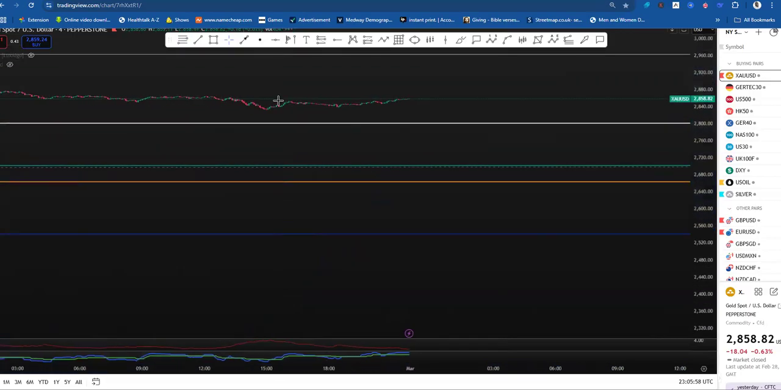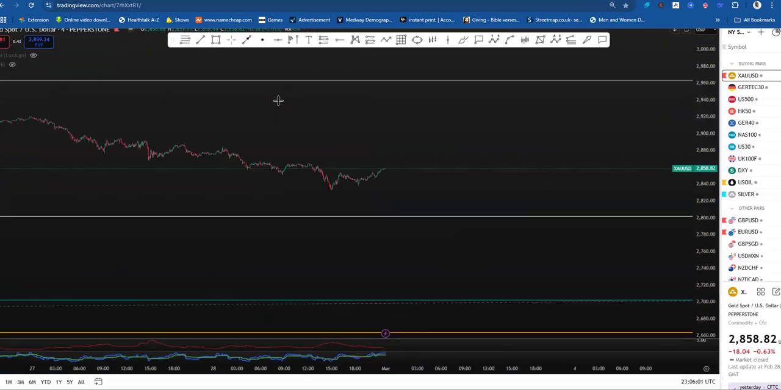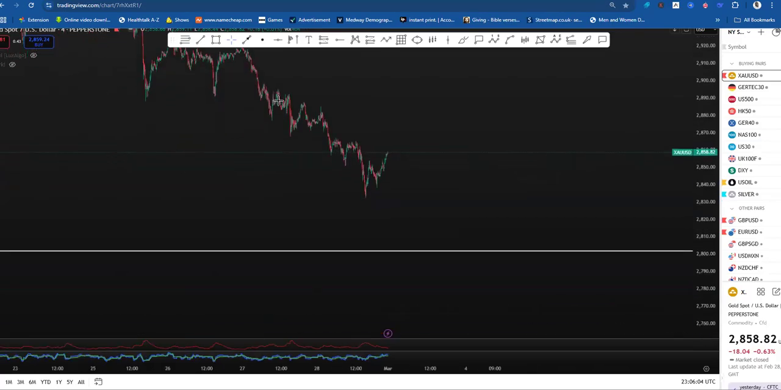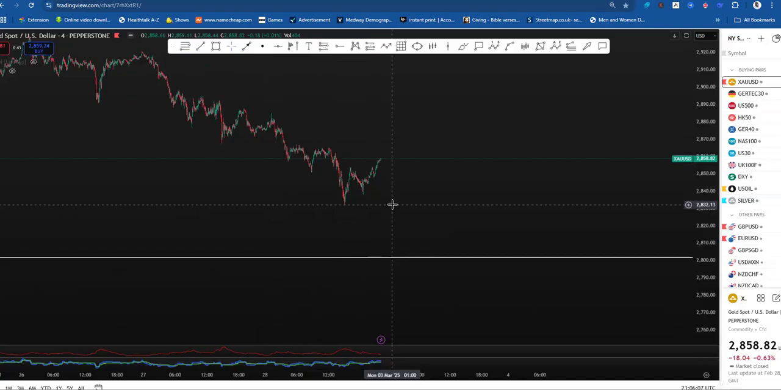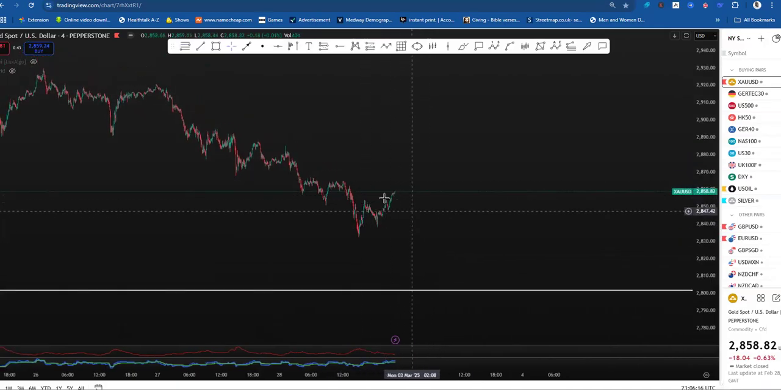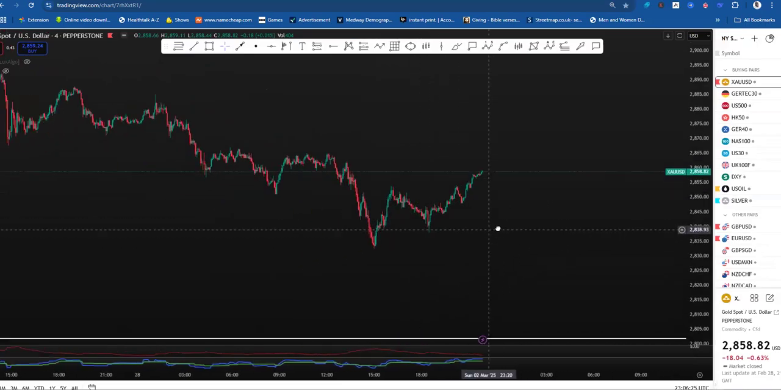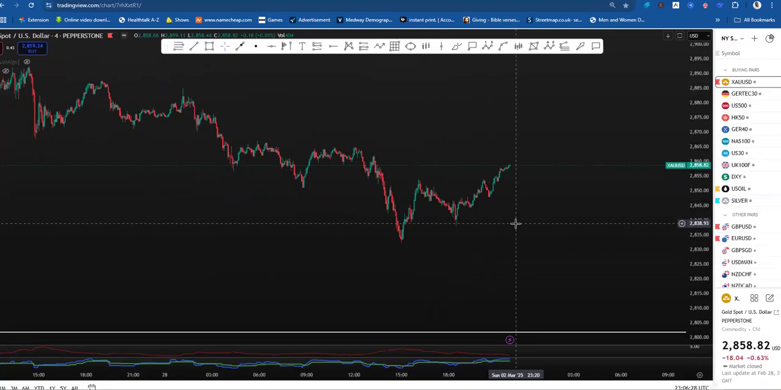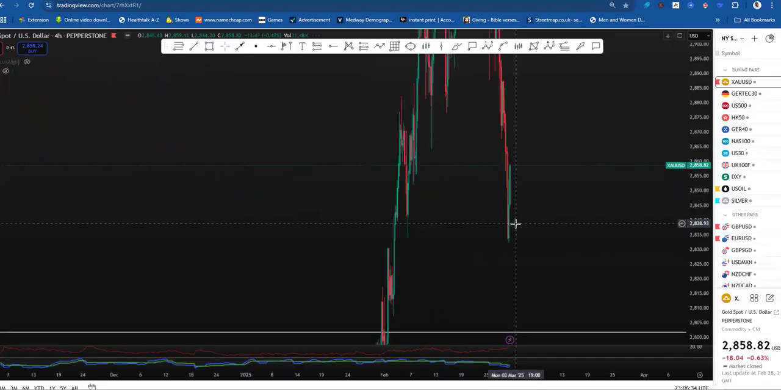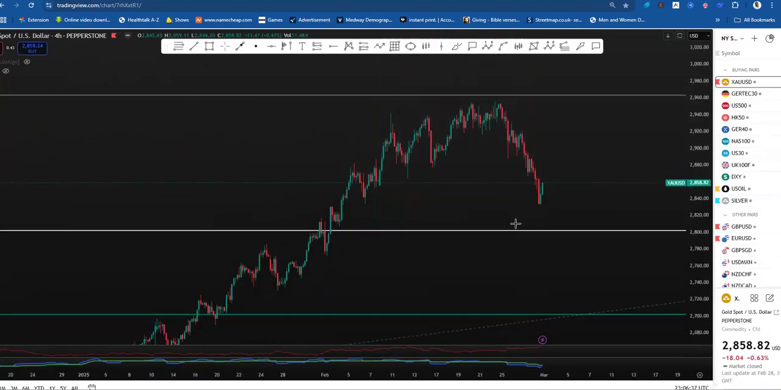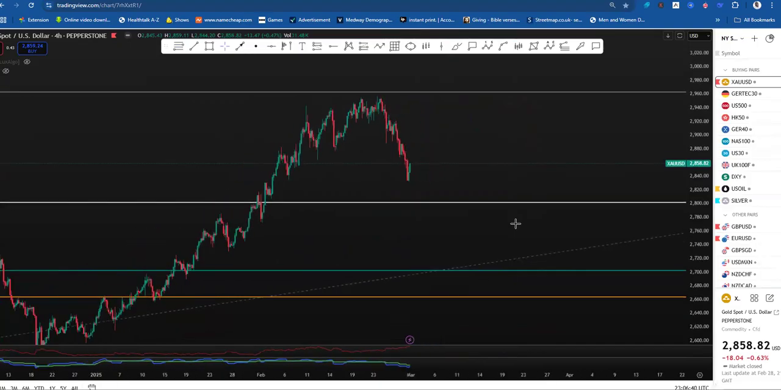So on the 4 hour time frame, I'll be looking at this area where, okay, we can see this is the 4 hour time frame right now. So you can see on the 4 hour time frame, the market is obviously bullish right now. Sorry about that. The market is obviously bullish right now.